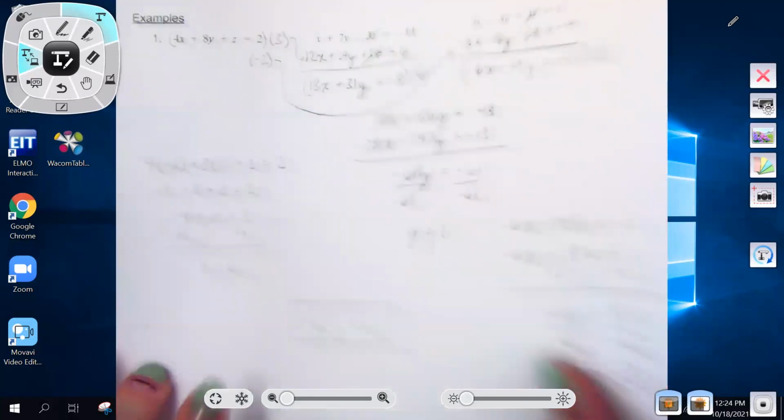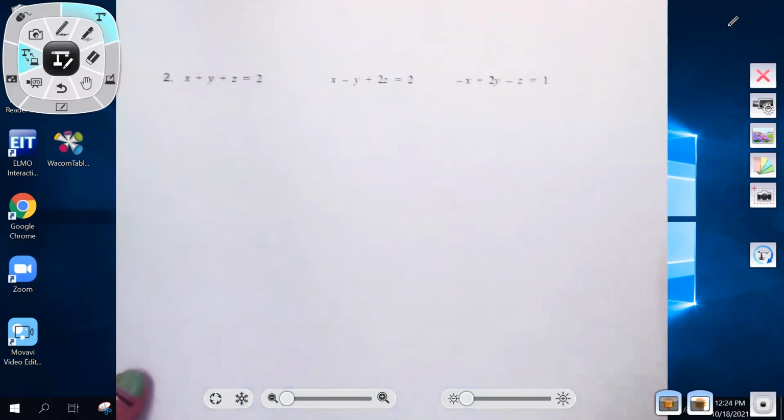The back page has example 2. Oh, the last one. I'm getting so good at my signature.